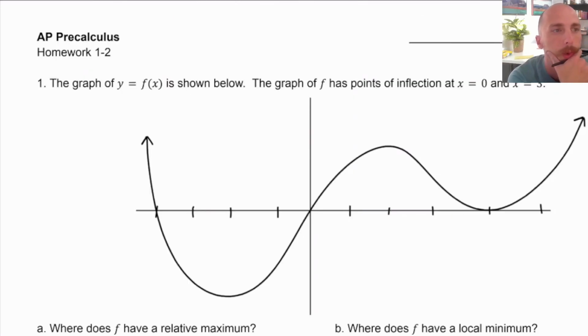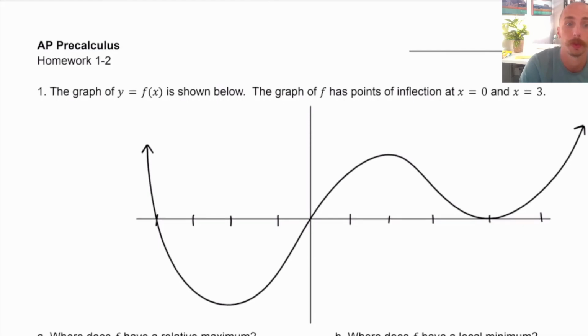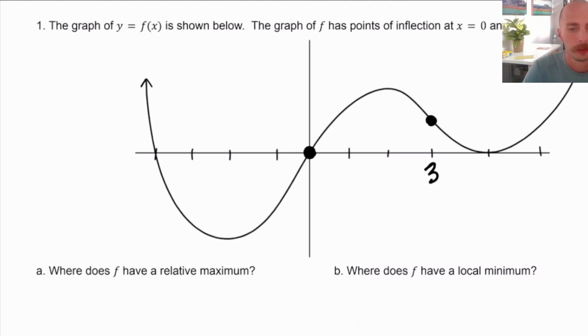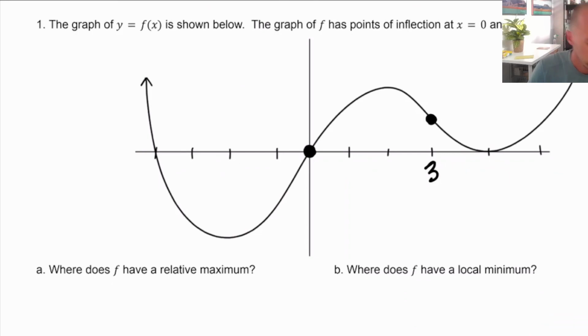All right, so we're going to get started with y equals f of x shown below. The graph of f has points of inflection at x equals 0 and x equals 3. So I'm going to label those right now. So x equals 0, that's right here. x equals 3, that's right there. A point of inflection, we just said, is a place where the graph changes concavity, where it changes attitude from smiling to frowning, frowning to smiling. All right, so the first couple of questions are looking pretty straightforward.